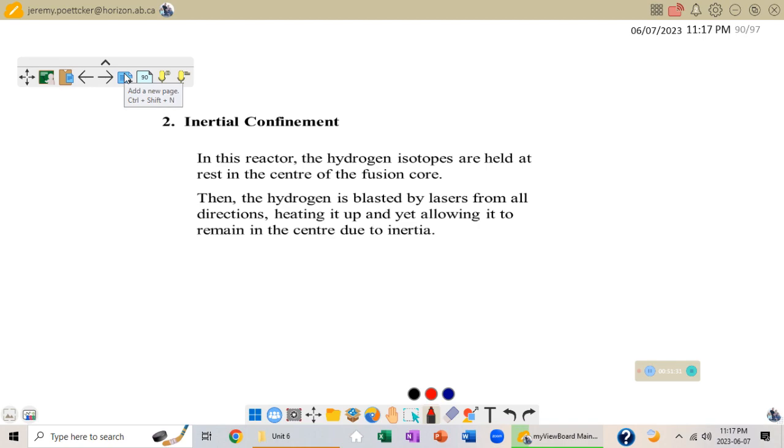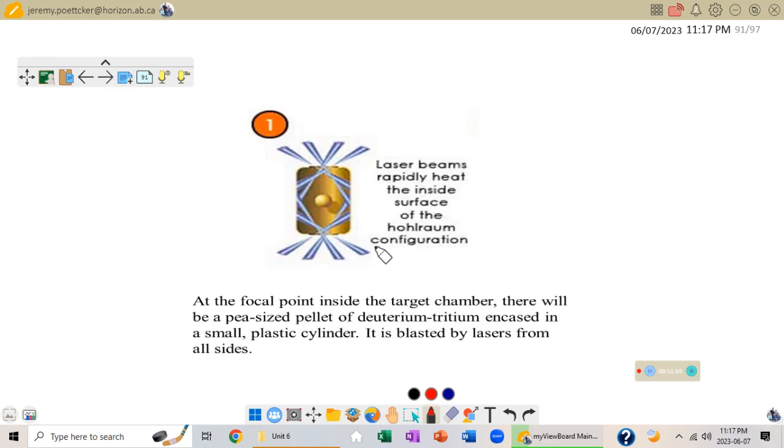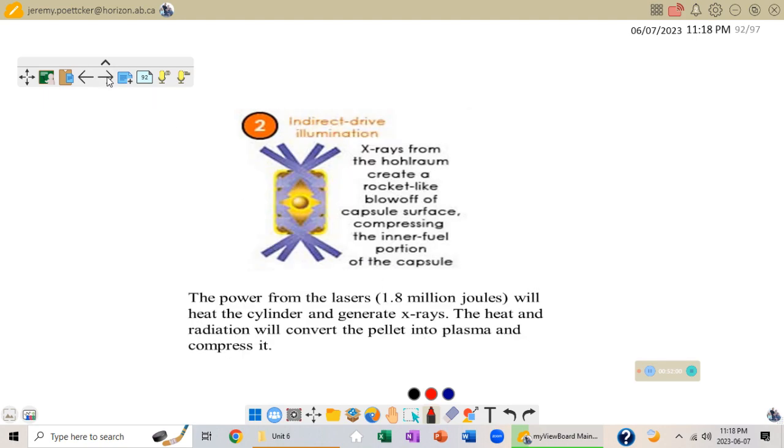We can also have inertial confinement. In this way, we've got hydrogen isotopes held at rest in the center of the fusion core. Hydrogen is blasted by lasers from all directions, heating it up and yet allowing it to remain in the center due to inertia. At the focal point inside this chamber, there's going to be a pea-sized pellet of deuterium-tritium encased in a small plastic cylinder, blasted by lasers from all sides. Power from the lasers heats the cylinder and generates X-rays. Heat and radiation convert the pellet into plasma and compress it.